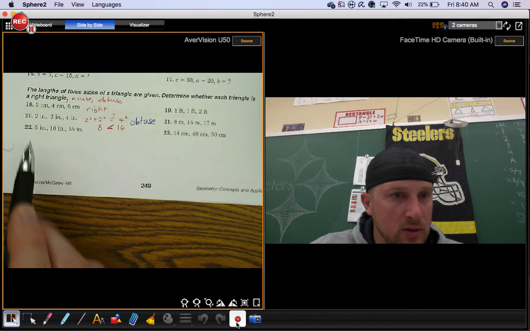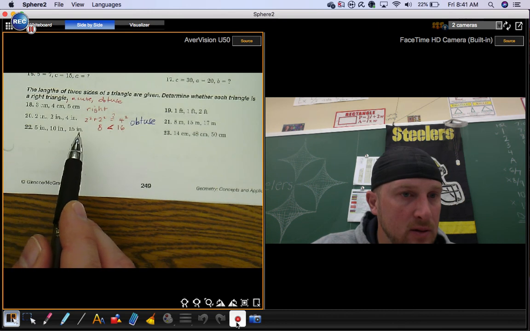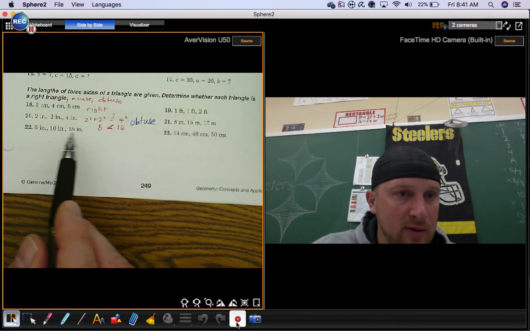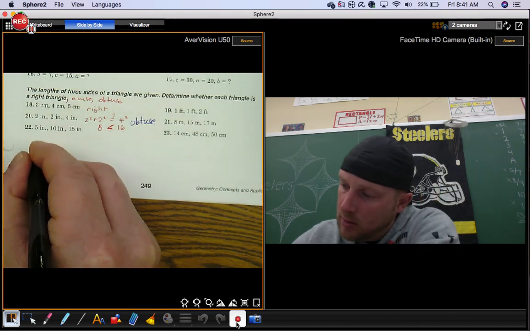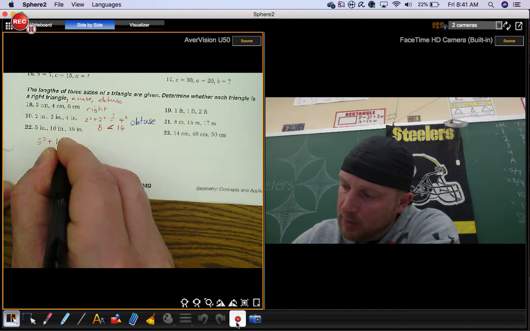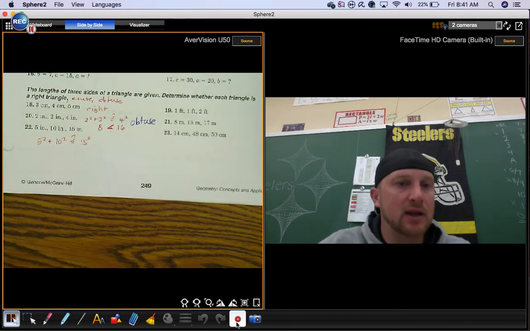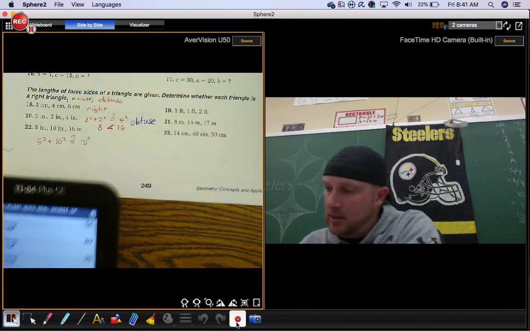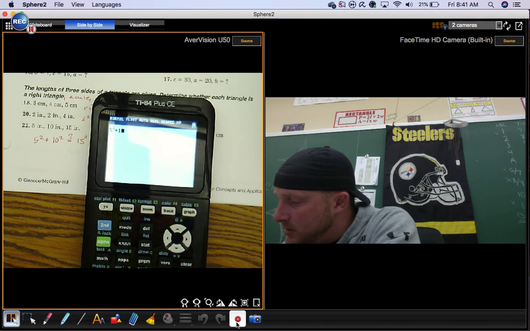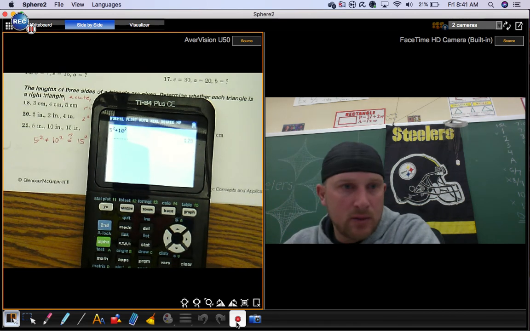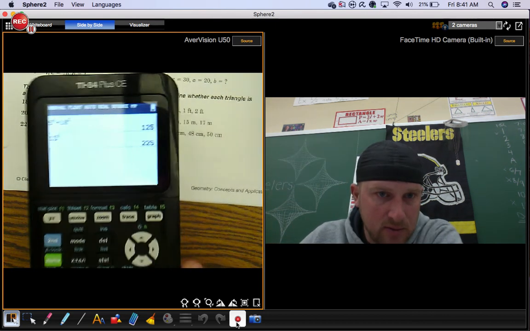Number 22, we have 5, 10, and 15. That's not a triple that I recognize. That doesn't mean it can't be a multiple of a triple. Does 5 squared plus 10 squared equal 15 squared? Okay, now these numbers are getting a little bit bigger, so it's probably not a bad idea to use your calculator. We're going to type in 5 squared plus 10 squared. We're also going to type in 15 squared, and we're going to see if they equal each other.